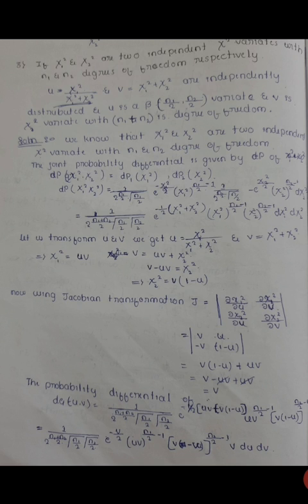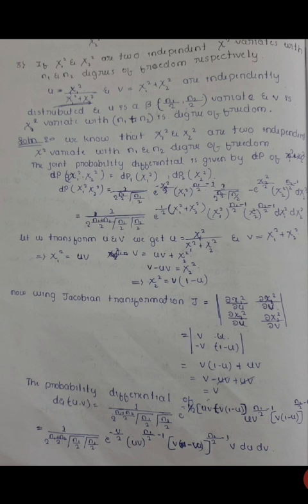Third property: if χ1² and χ2² are two independent chi-square variates with n1 and n2 degrees of freedom respectively, then u = χ1²/(χ1² + χ2²) and φ = χ1² + χ2² are independently distributed, and u is a beta variate with parameters n1/2, n2/2, and φ is a chi-square variate with n1 + n2 degrees of freedom.